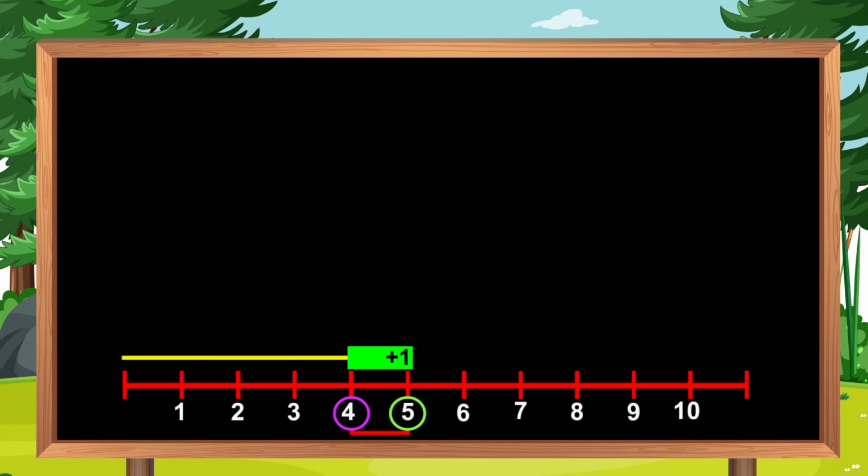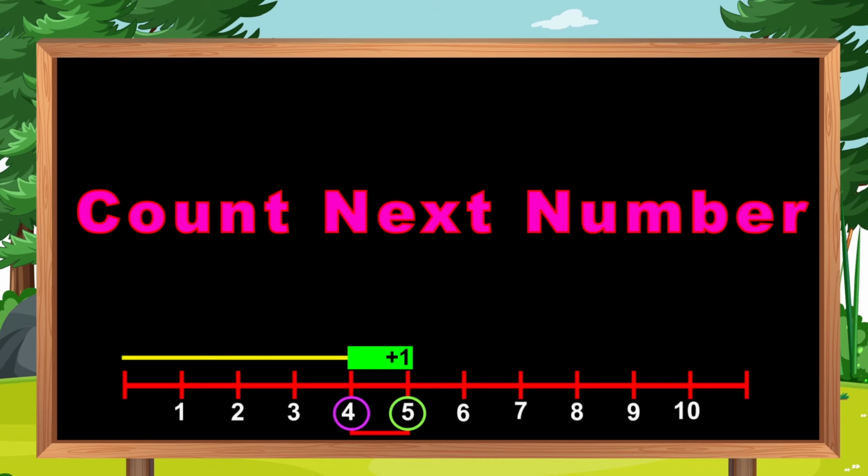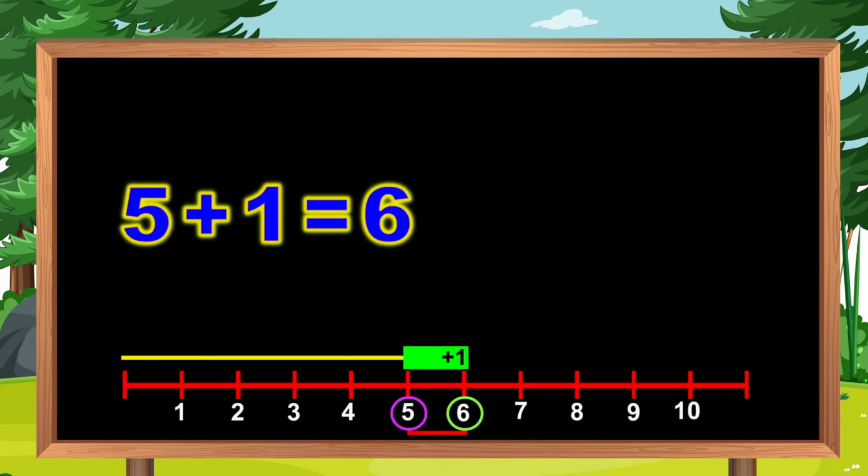By now, I think you know how to add plus one. Let me tell you a little trick now. If you need to add 1, you can also count to the next number 1 time. So, if I ask you, what's 5 plus 1? What's the next number after 5? 6. Yes, it's 6. So 5 plus 1 is 6.